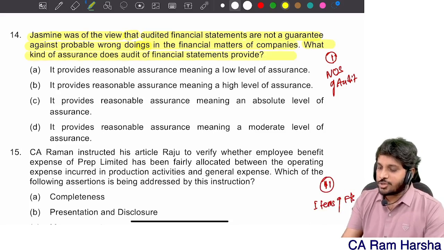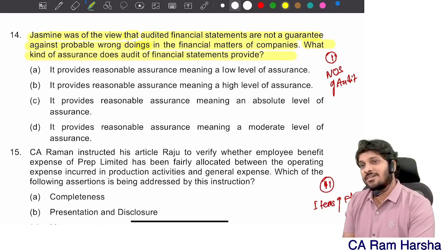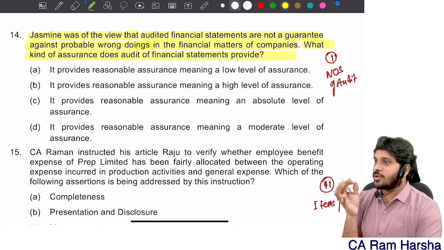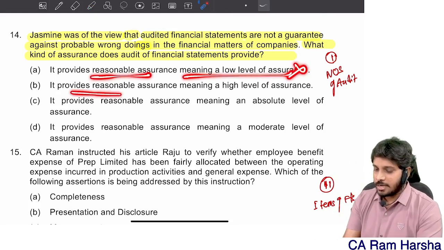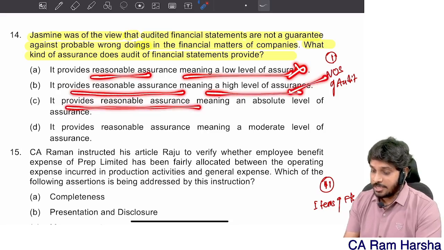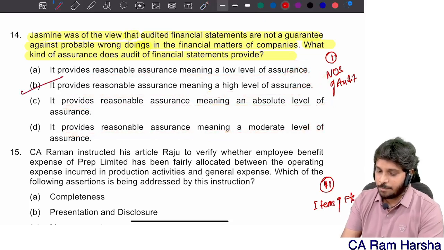What kind of assurance do the financial statements provide? Generally, reasonable assurance, which is a high level of assurance. Reasonable meaning low level, wrong. Reasonable assurance meaning high level. Provides reasonable meaning absolute, or provides reasonable meaning moderate? No. So the answer is B.